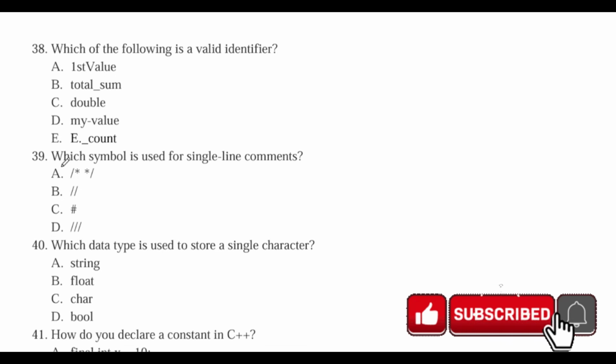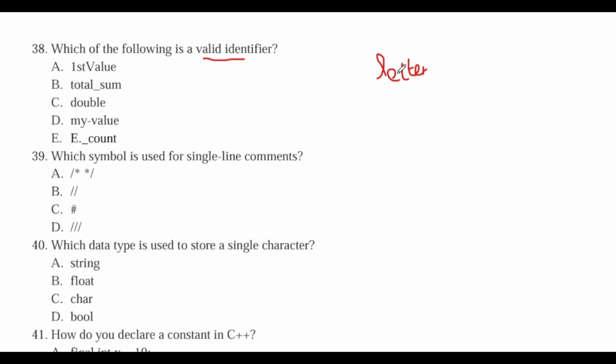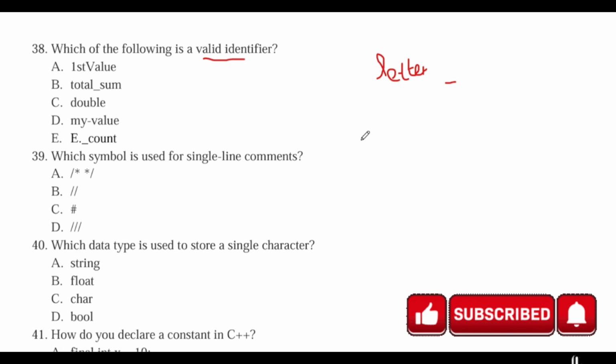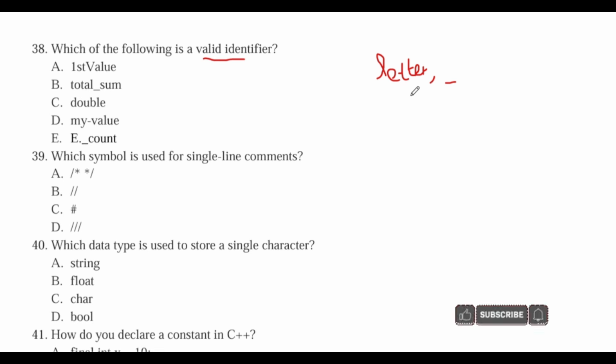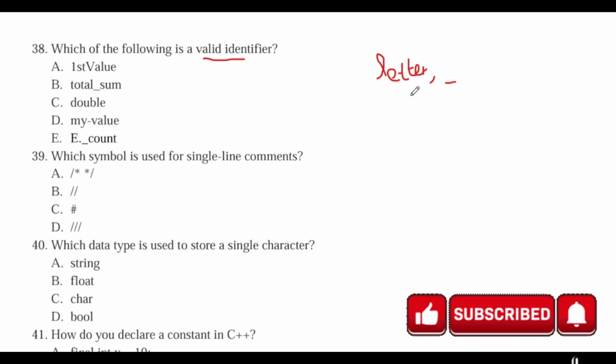Question number 38. Which of the following is a valid identifier? An identifier must start using a letter or what? Letter or underscore, at the beginning. Keywords can never be identifiers.